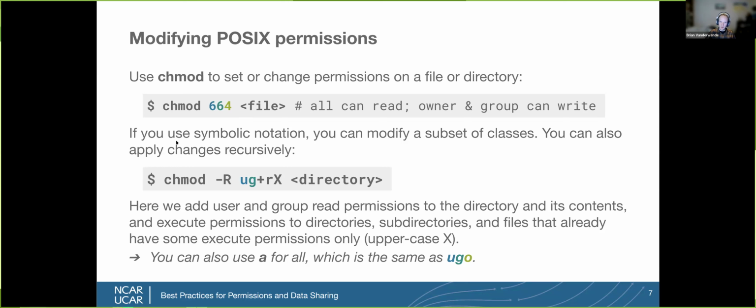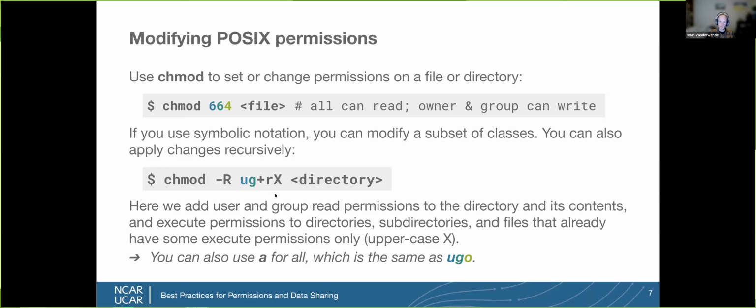Now, if you use the symbolic notation, that also gives you the capability of modifying a subset of the classes. So instead of clobbering all of the classes like we are here with the 664, we could say, okay, for the user and the group, whatever the permissions were before, let's add read and execute. And here I'm doing this recursively with the -R on a directory. So that directory plus all of its subdirectories and files contained within will have read and execute permissions added for the user and the group, whether they were there before or not.